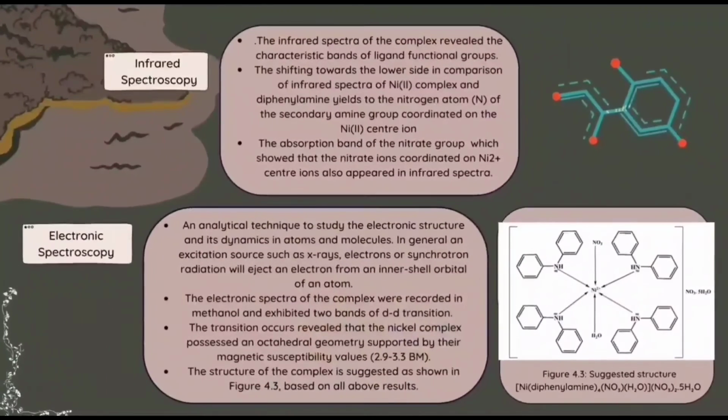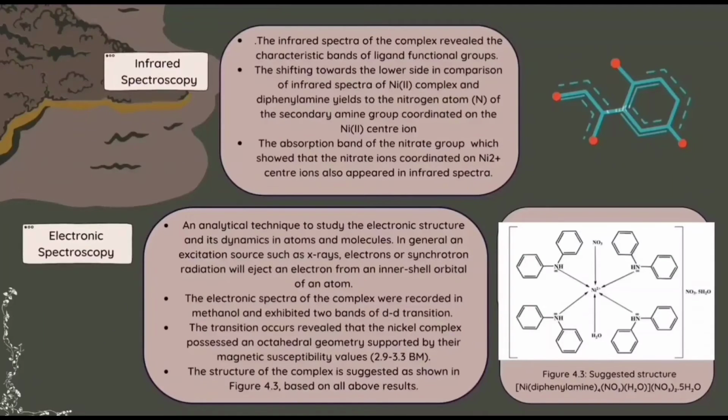The third one is infrared spectroscopy. The infrared spectra of the complex reveal the characteristic bands of ligand functional groups. The shift towards the lower side in comparison of infrared spectra of the nickel 2 complex and diphenylamine indicates that the nitrogen atom of the secondary amine group is coordinated to the nickel 2 center ion. The absorption band of the nitrate group, which shows that the nitrate ions are coordinated to the nickel 2 center ion, also appears in the infrared spectra.